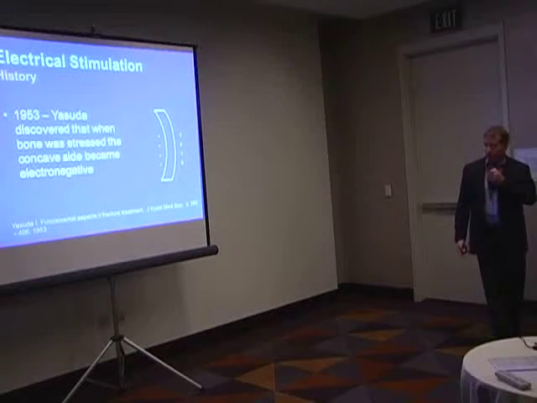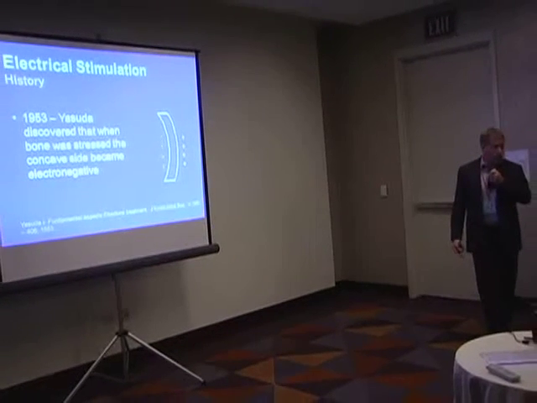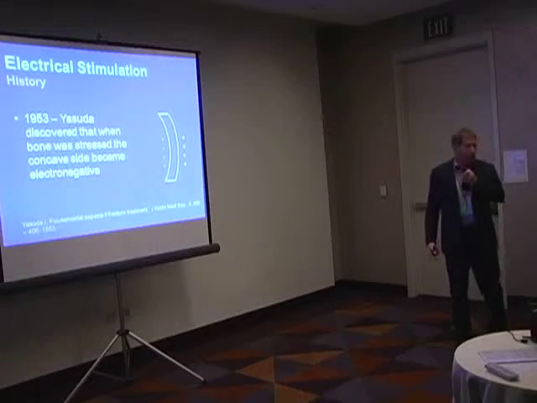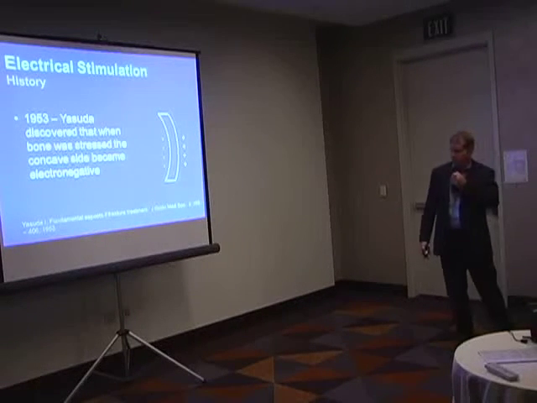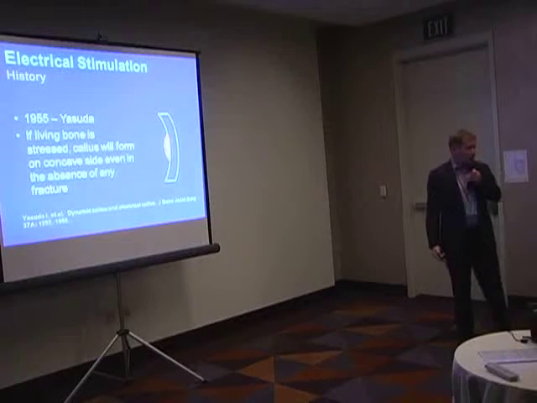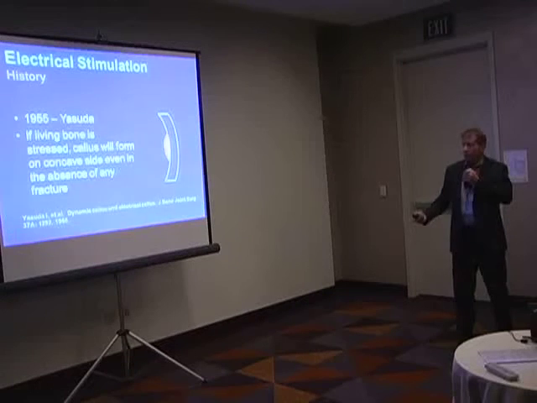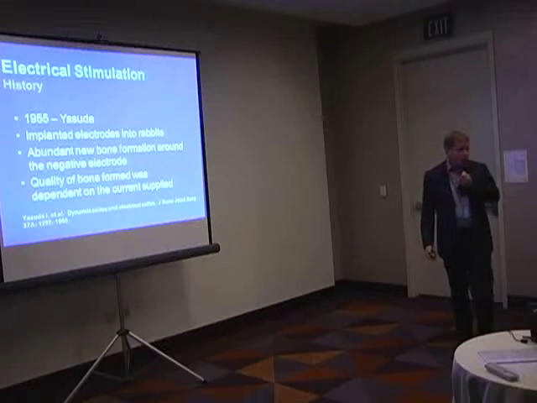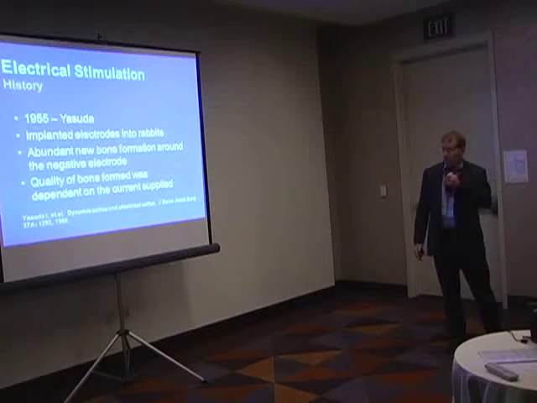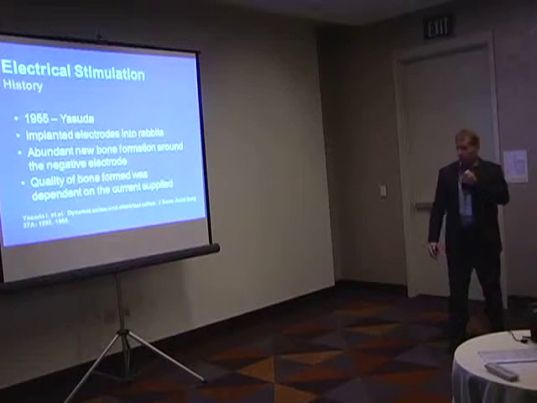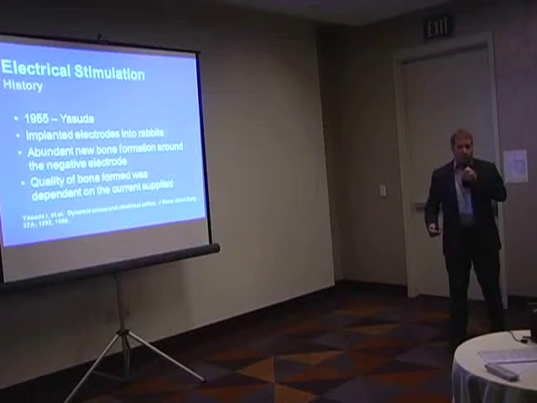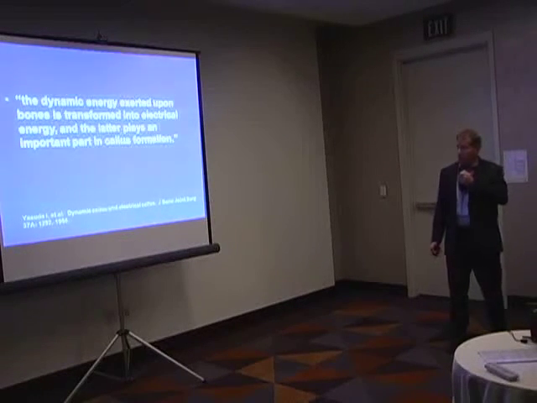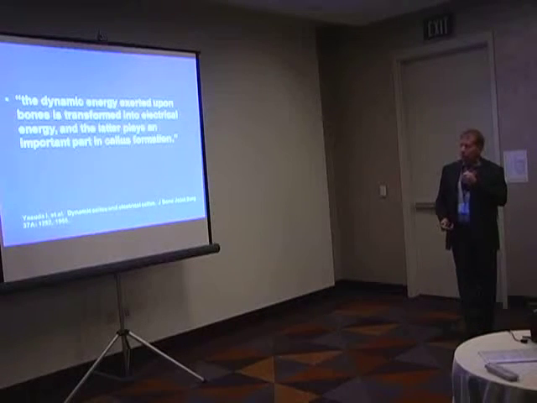Well, back in 1953, Yasuda in Japan discovered that when bone was stressed mechanically, the concave side developed some negative electric potential, and the opposite convex side was positive. And then he noticed that this is even true in dead bone, but in a living animal, callus would form on the negative side. And so with that observation, he then implanted electrodes into some rabbits and began to run different levels of current through them and found abundant new bone formation around the negative electrode when he did this. And the quality of bone varied depending on the type of current that he supplied. So he concluded that dynamic energy, bone deformation, is transformed into an electric potential, and that the latter plays an important role in callus formation.